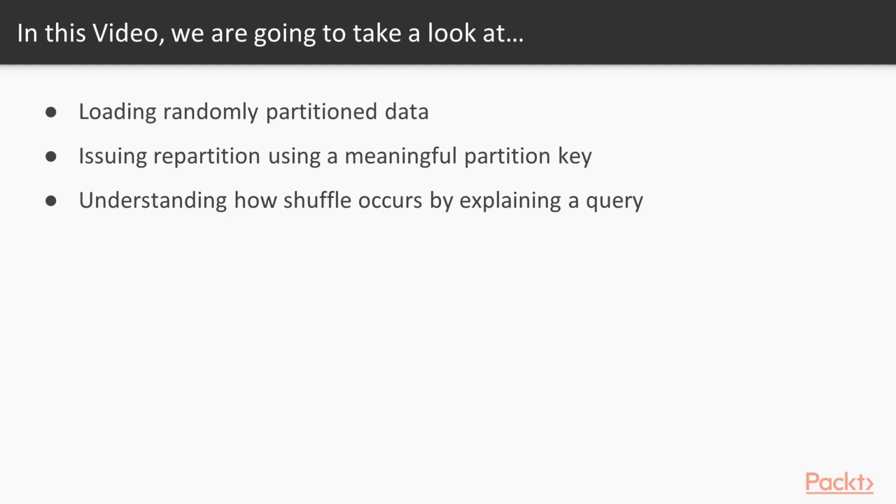So we'll be loading randomly partitioned data. We'll see how that data is loaded and we'll try to guess where that data will be loaded. Next, we'll be issuing repartitioning using a meaningful partition key. So we'll try to repartition data to the proper executors using a deterministic and meaningful key. At the end, we'll try to explain our queries by using the explain method and we'll be understanding the shuffle. So let's go to the code.